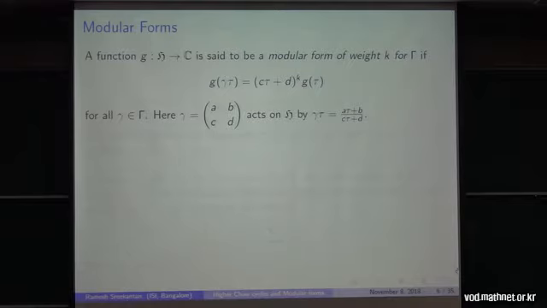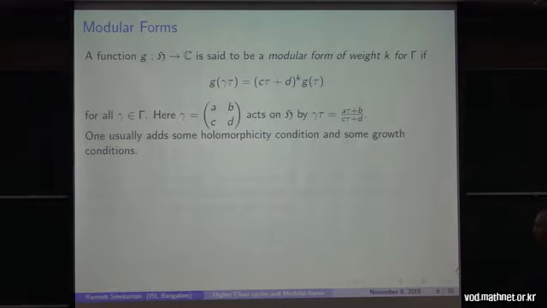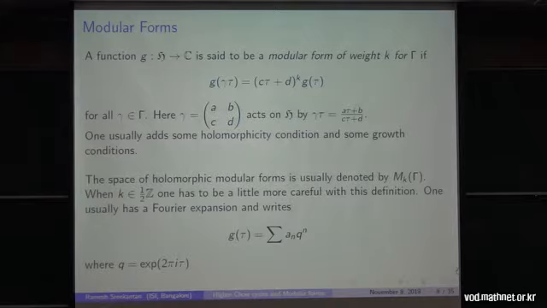Okay. And gamma acts on the upper half plane by what are usually called linear fractional transformations. Gamma tau is a tau plus b over c tau plus d. Okay. And then usually one adds holomorphicity conditions and some growth conditions to get a precise definition of modular forms. Okay. So the space of holomorphic modular forms is usually denoted by M_k of Gamma. Modular forms of weight k for Gamma.